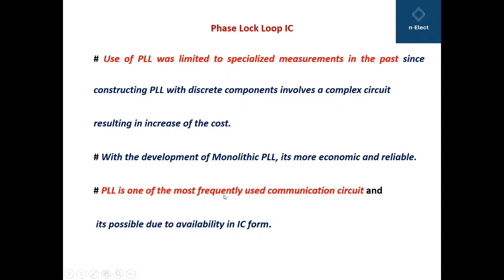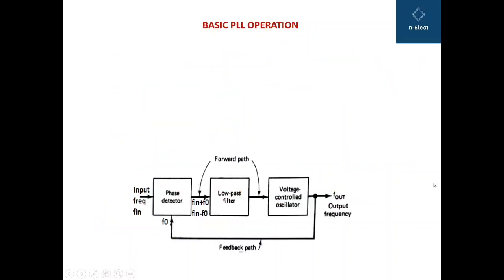PLL is one of the most frequently used communication circuits, and it is possible due to availability in IC form. Here you can see the basic block diagram of PLL, where the first block is the phase detector which receives input frequency Fin, then a low pass filter, and thereafter the voltage control oscillator. This is the forward path. Part of the output is fed back to the phase detector, which receives 2 frequencies, F0, that is the output frequency, and Fin, that is the input frequency.